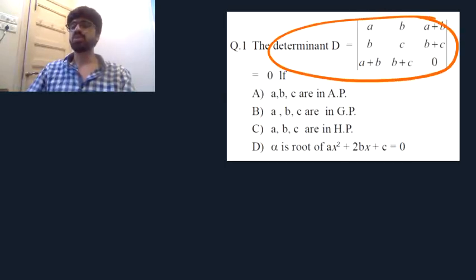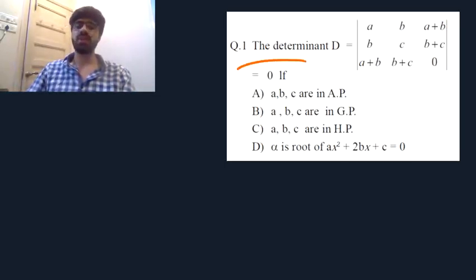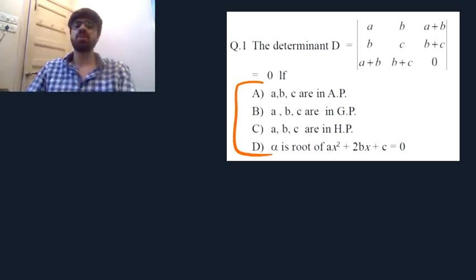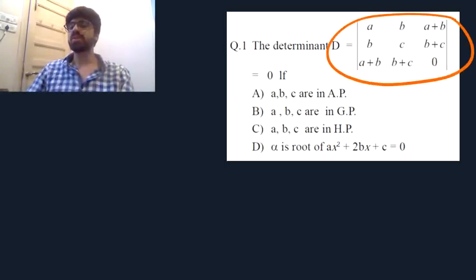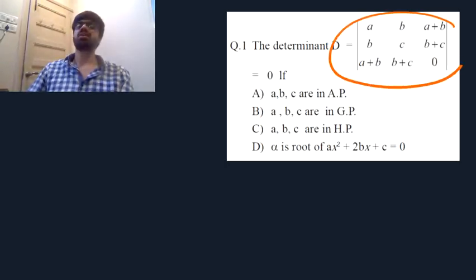There's a determinant that has been given to us and they have said that this determinant will be equal to 0. Now if this determinant is 0, then which of the following conditions or options are going to be satisfied? So let's try to evaluate this determinant. We will not straight away expand it.